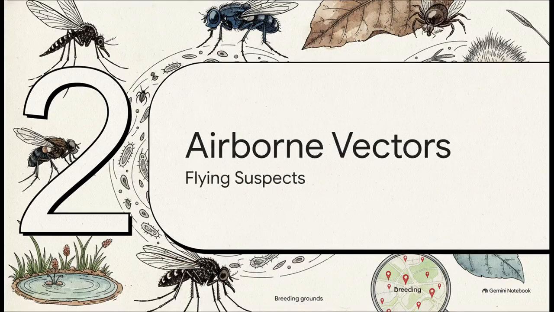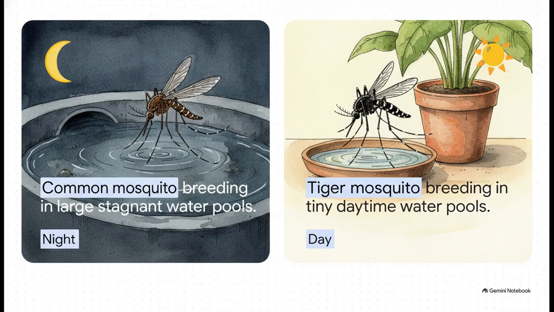Moving right along to lineup number 2, flying and biting suspects. Now, for the airborne vectors, tracking down highly specific breeding grounds is our ultimate clue. Mistaking one flying suspect for another here is a massive error. Let's compare the common mosquito with the tiger mosquito. The common mosquito, it's brown, mostly hunts at night, and likes to breed in large pools of stagnant water, like a flooded drain. But the tiger mosquito, this one is black with really striking white stripes, it aggressively hunts during the day, and it breeds in incredibly tiny volumes of water. I'm talking a teaspoon of water sitting in the tray under a potted plant. Treating for tiger mosquitoes takes a totally different, hyper-focused strategy to find those hidden daytime water sources.